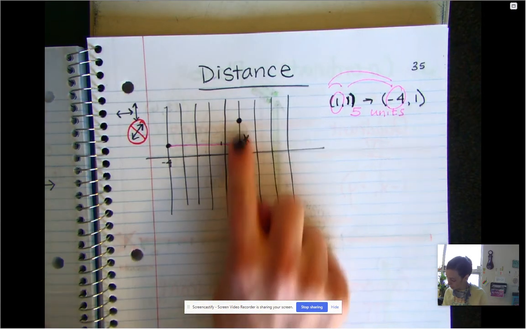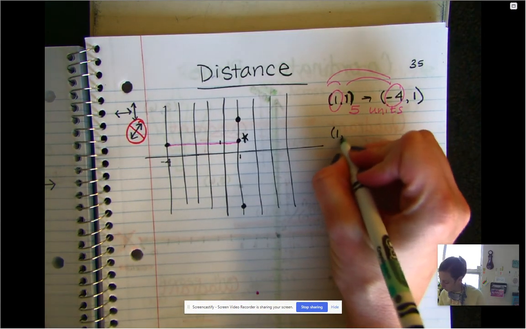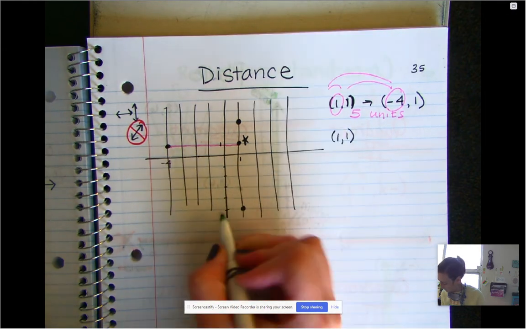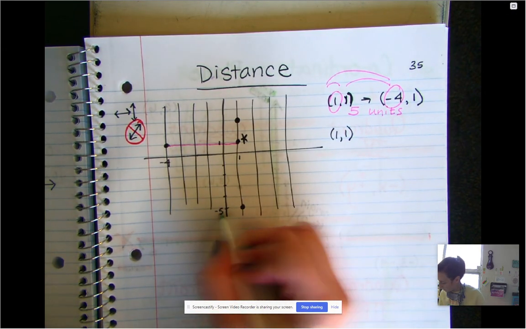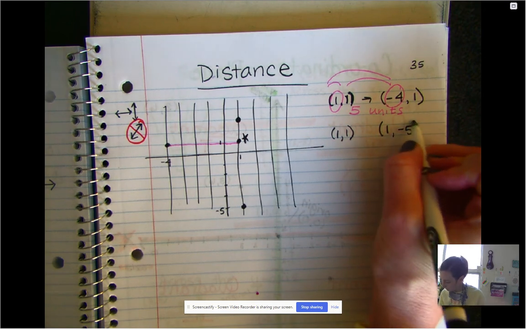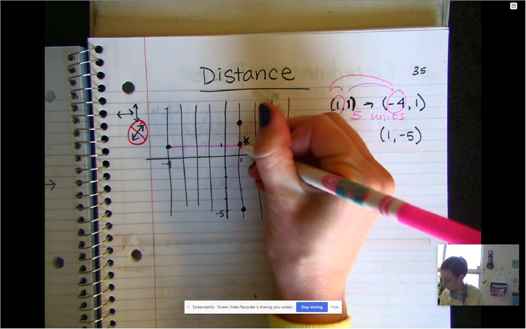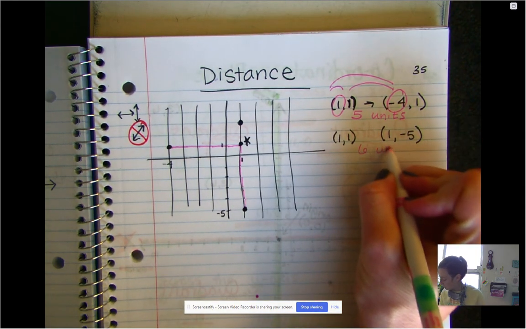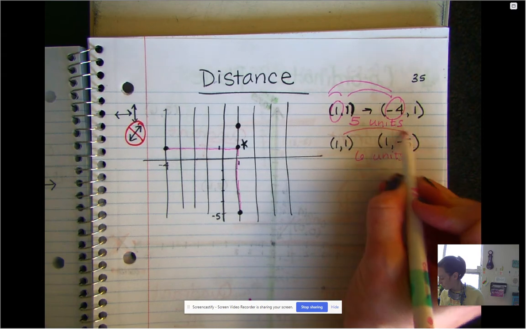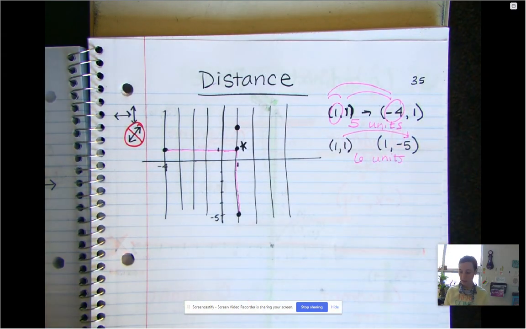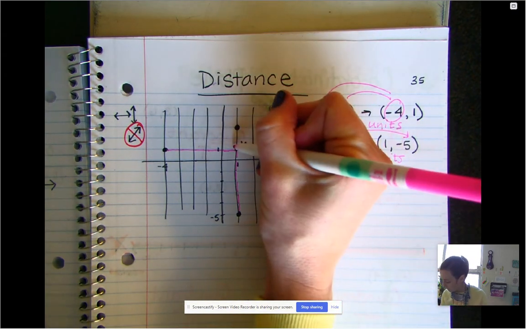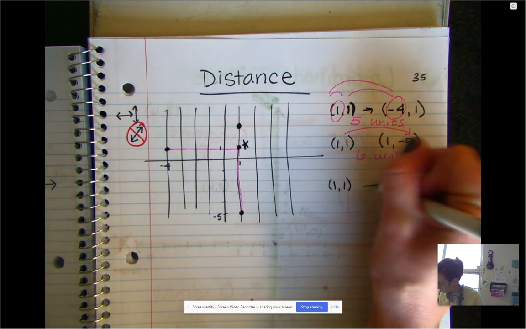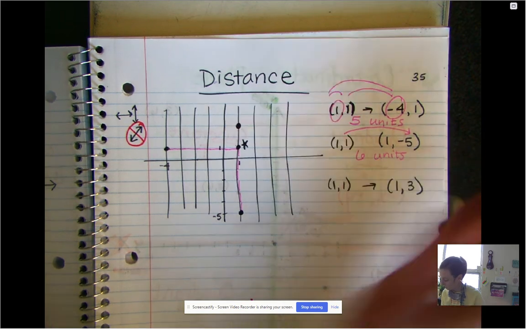All right, if we look down here at this point, so again, we're starting at 1, 1, and our distance to -1, -2, -3, -4, -5. So this is 1, -5. The distance is 1, 2, 3, 4, 5, 6, which makes sense because to get from 1 to -5 would be 6 units.